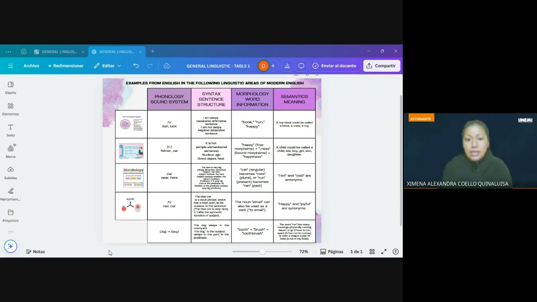Hi, my name is Jimena Alexandra Coelho. Okay, finally semantics, which is meaning. Some words mean the same thing, like happy and joyful, which are synonyms. And some words, like room, can mean many different ideas depending on the context.